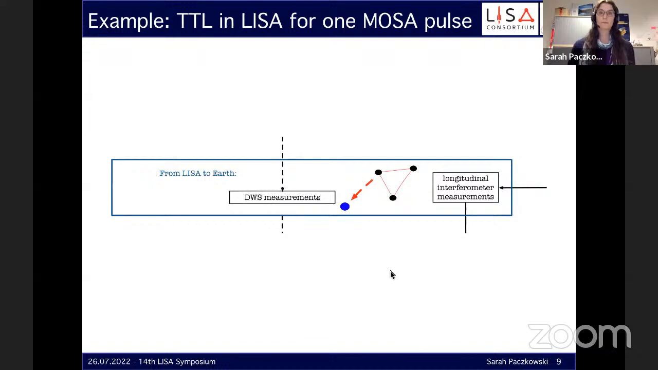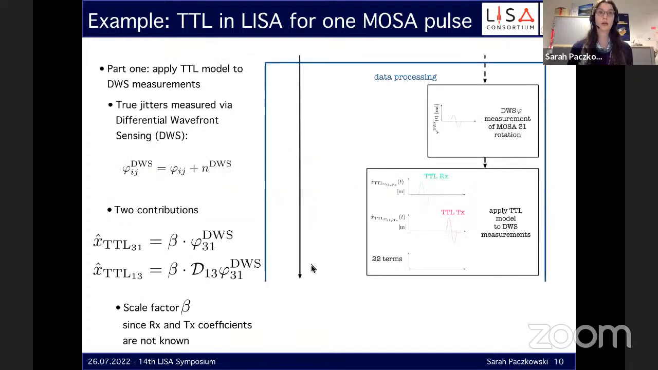So when we look at what we can see from this, then later from LISA down to Earth, only the DWS measurement of the rotation and the interferometer measurements will be available via telemetry. So the true jitters will not be known. And we then apply 2 parts of data processing to this.